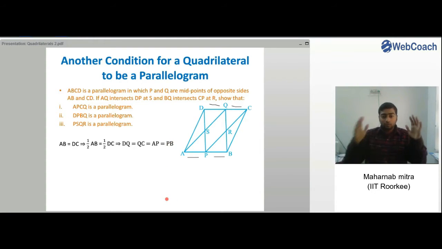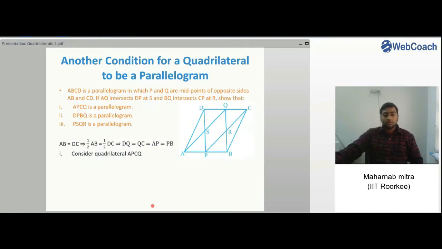So we are keeping this aside because we will need this in our following slides. So let us consider the quadrilateral we are concerned with, APCQ. So we have seen that AP is parallel to QC, right? Because ABCD is a parallelogram, opposite sides must be parallel. And also AP was equal to QC, right? Or you can say AP is parallel to QC and also AP is equal to QC because both of them are half of the same length.